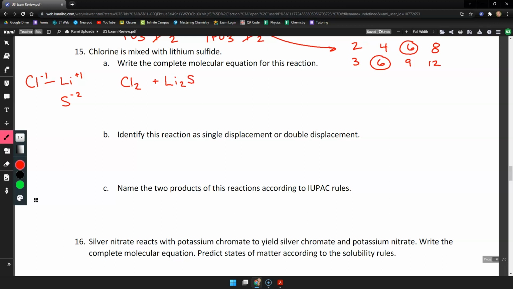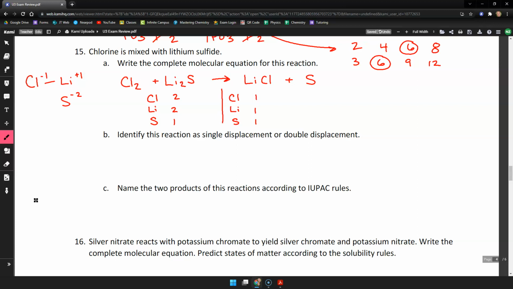So lithium sulfide. Okay, and then on the other side we have, as we figured out earlier, lithium and chlorine going together, so it'll be LiCl, lithium chloride. Okay, and then we have sulfur. I have no bright or clever friends. Sulfur's not on that list, so we're good. And then let's balance. Chlorine, lithium, sulfur. So 2 chlorines, 2 lithiums, 1 sulfur, 1, 1, 1.